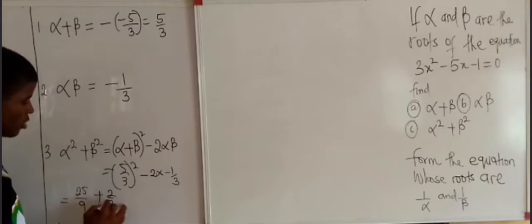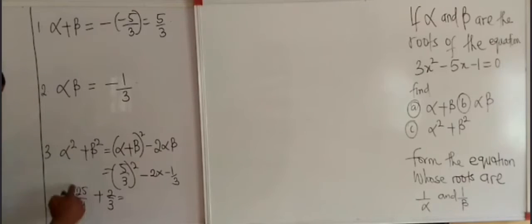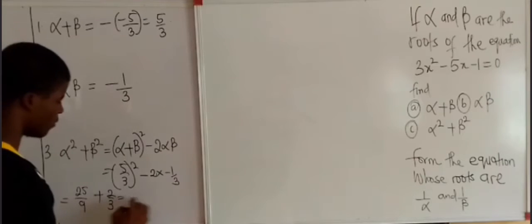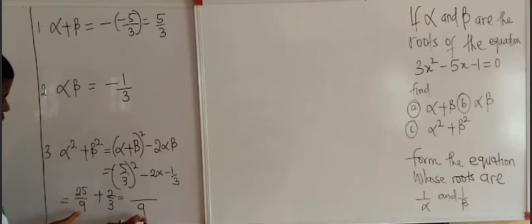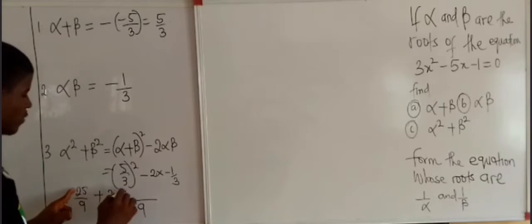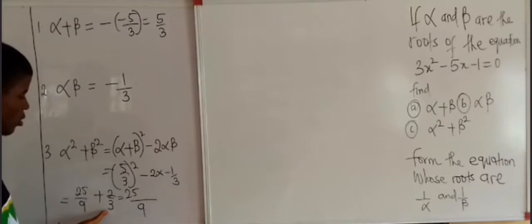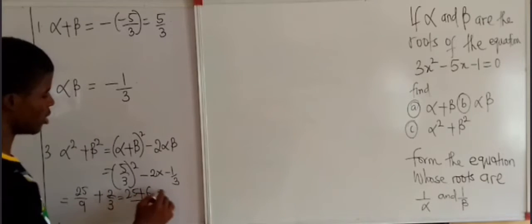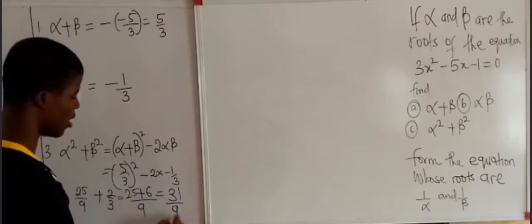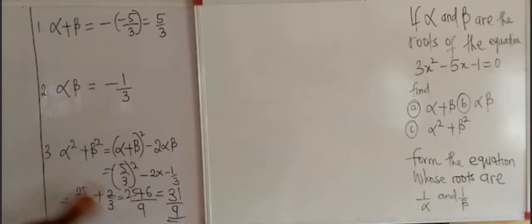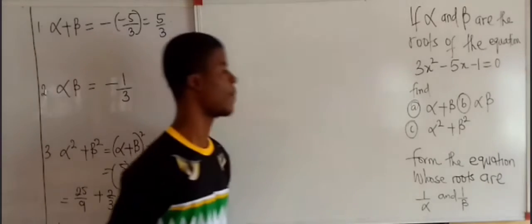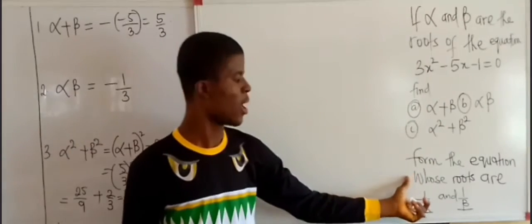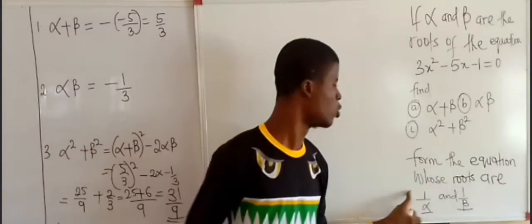That's 2 over 3. So the LCM of these two is 9. So I have over 9. 9 divided by 9 is 1 times 25 is 25. And 9 divided by 3 is 3, times 2 is 6. So 25 plus 6 is actually 31. I have 31 over 9. So this is alpha squared plus beta squared.